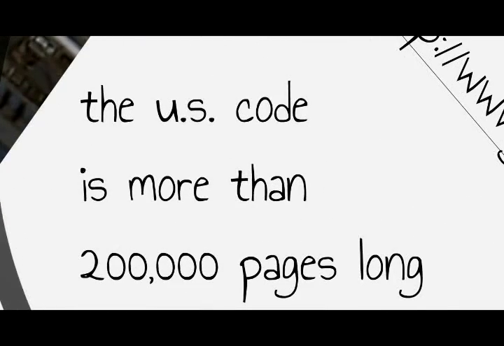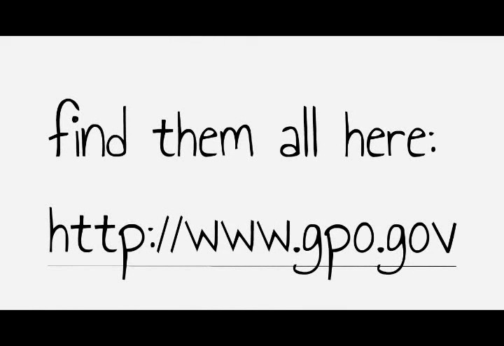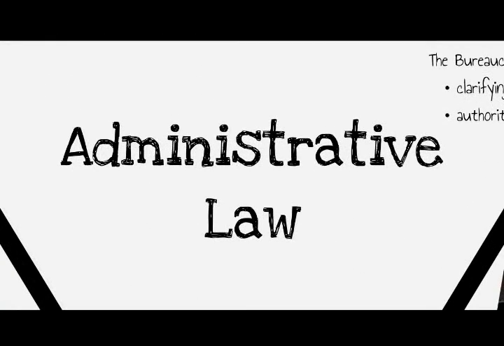While the Constitution is relatively brief, we have all sorts of laws in this country. The federal statutes alone take up more than 200,000 pages. If you'd like to see them all, you can check them out at the government printing office and find out what's in there. The next source of law is administrative law.